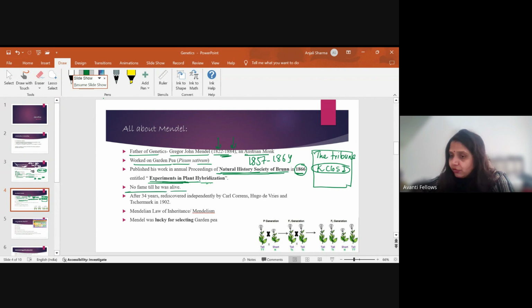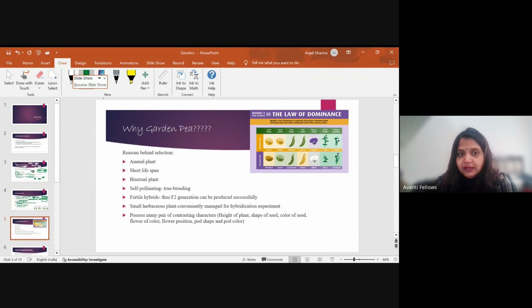No fame till he was alive, I've already told you. After 34 years, these three scientists rediscovered his work in the year 1902. Mendelian law of inheritance or Mendelism, that's what we call it. And Mendel was very lucky for selecting the garden pea plant. Why is it so? These are the reasons.